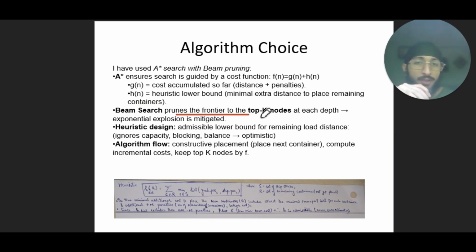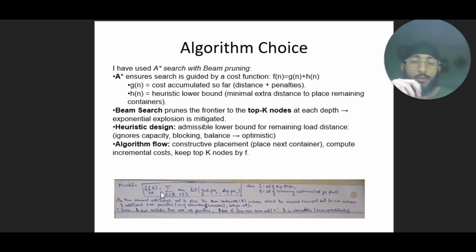And beam search prunes the frontier to the top k nodes at each depth. So we are able to mitigate the exponential explosion. As for the heuristic design, we have an admissible lower bound for the remaining load distance, where we ignore the capacity, the number of blockings or rehandles, or you could say inversions, and also the balance. So it is optimistic. Here I would be placing the containers one by one, and this allows us to assign the containers to each stack quickly and lets us compute g incrementally.